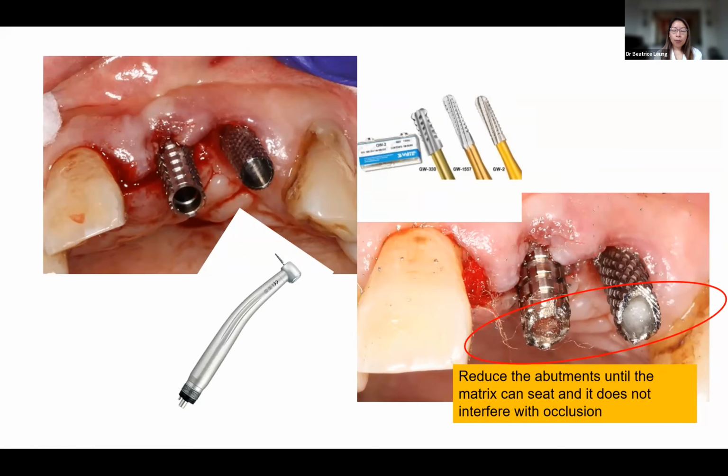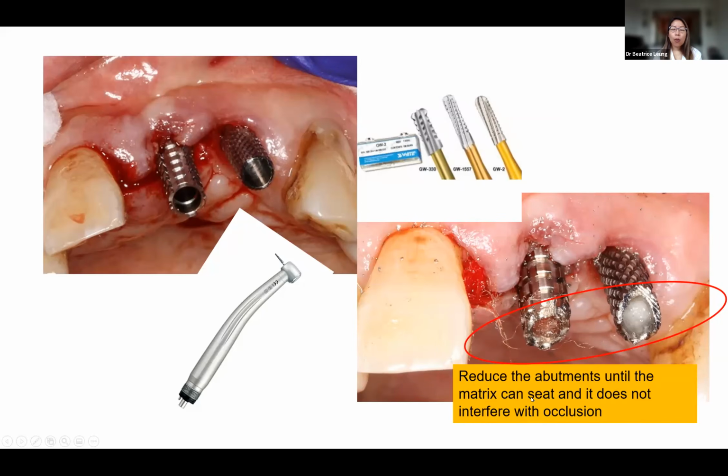So one of the things, when you put that into the mouth, you will find that these prefabricated temporary abutments are way too long, way too long. It interferes with the occlusion. You cannot seat the matrix properly. So one of the things that you have to do is to reduce the abutment until the matrix can seat properly and it doesn't interfere with occlusion.